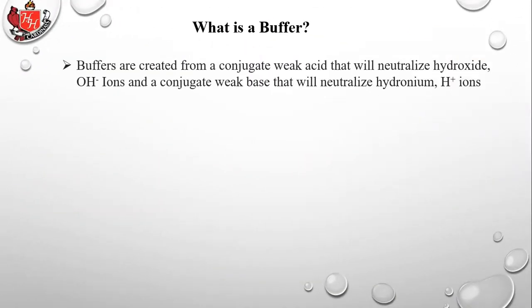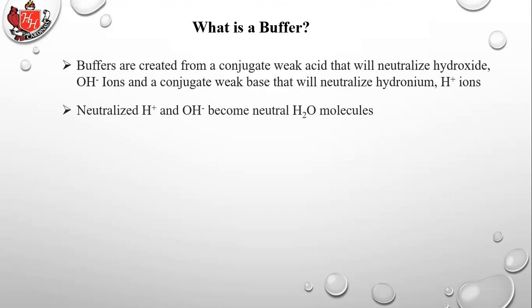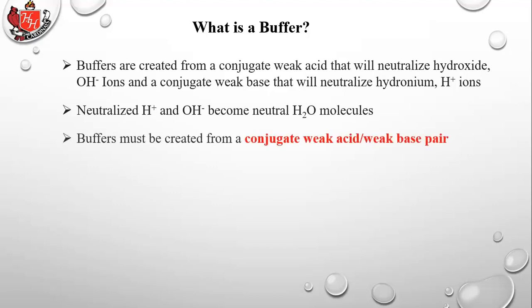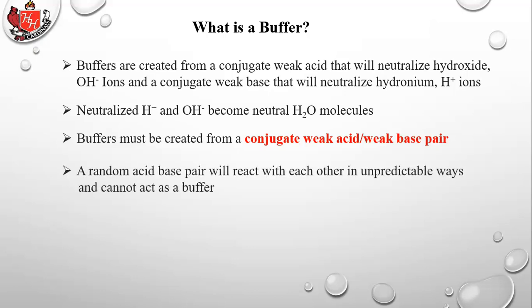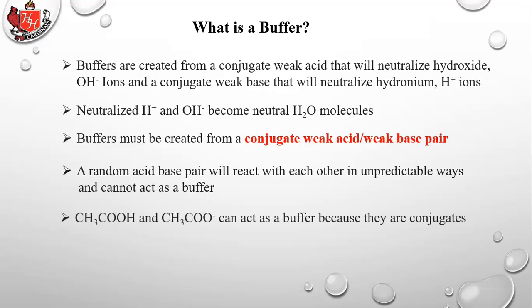So buffers are created from a conjugate weak acid that will neutralize hydroxide OH- ions and a conjugate weak base that will neutralize hydronium H+ ions. Neutralized H+ and OH- become neutral water molecules. Buffers must be created from a conjugate weak acid-base pair. A random acid-base pair will react with each other in unpredictable ways and cannot act as a buffer.